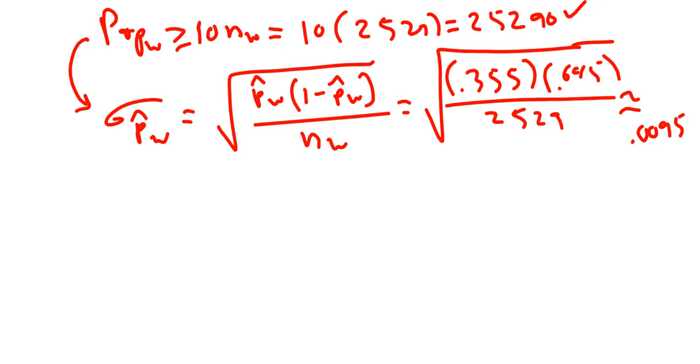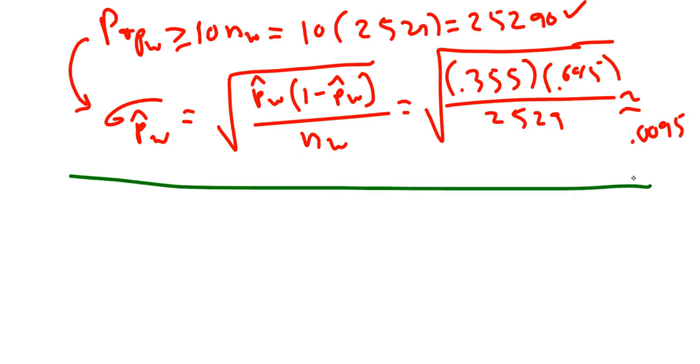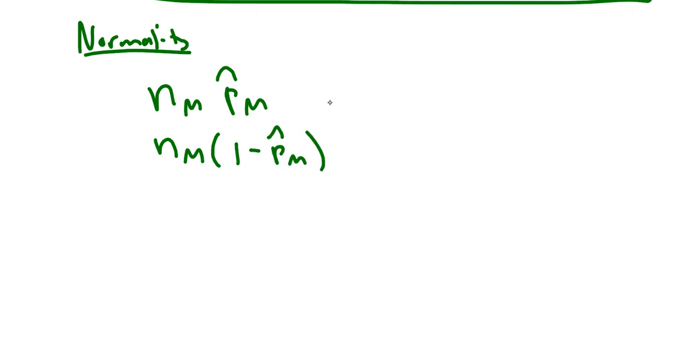Finally, we need to check for normality. So we're going to check for normality. We need to check four things. One, the number of men in the sample times p hat of the men who said they still live with their families, and the number of men in the sample times 1 minus p hat for the males. Both of these need to be greater than or equal to 10.